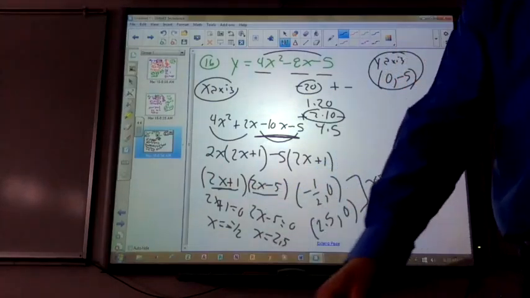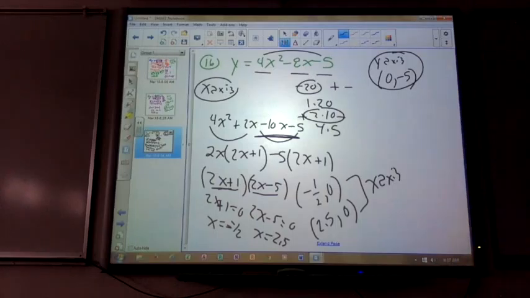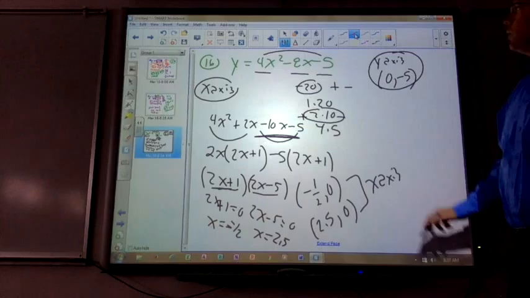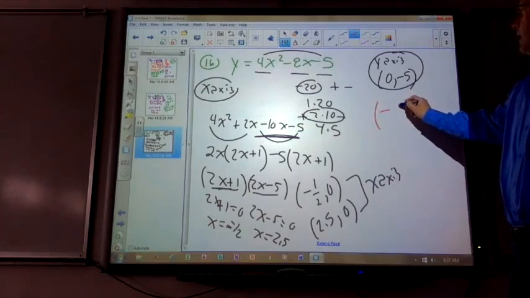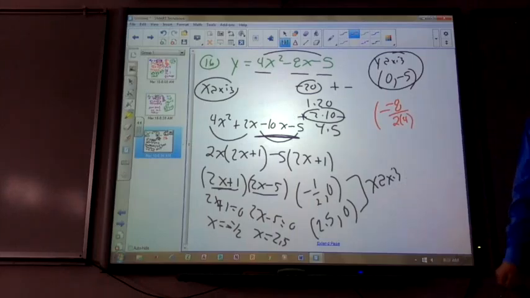What else we got? Oh, y-intercept we got. Where's across the x? Oh, we got to find the vertex. So what's halfway between negative half and 2.5? Something in half of it. All right? So I'm going to go negative b over 2a. So I get negative 8 over 2 times 4. Agree? Why is it negative 8?